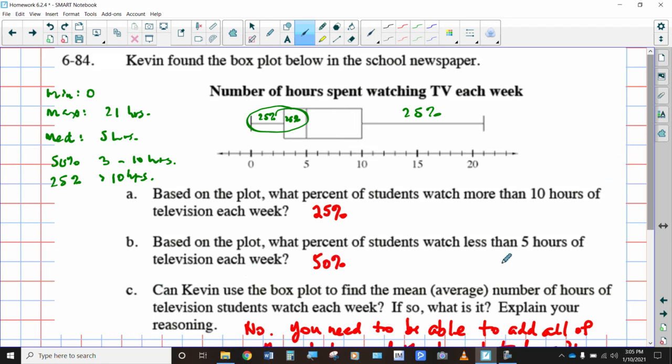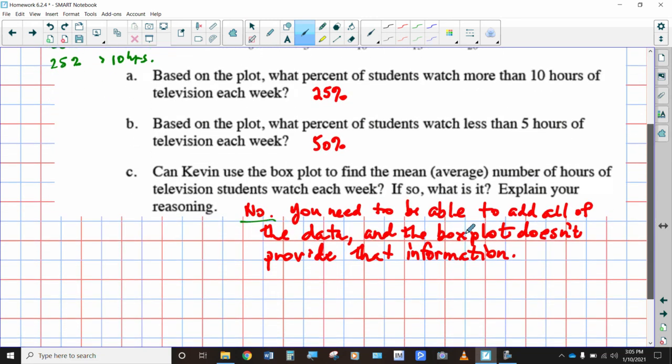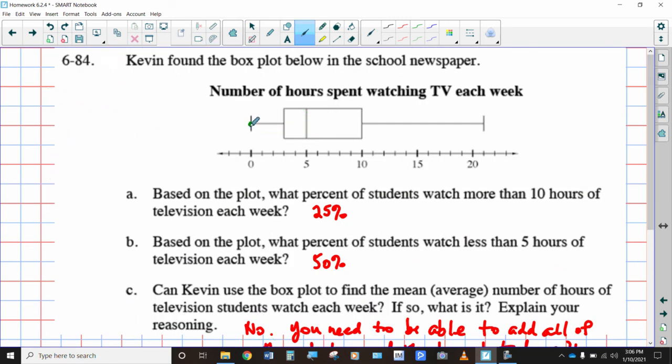And Kevin used the box plot to find the mean, or the average, of the hours of television that each student watched, and the answer is no, because once again, we don't know any of the individual data. The only individual data that we are guaranteed of knowing is the minimum. At least one person watched 0, and at least one person watched 21. But we don't know anything else, and we don't know how many people watched 0 and how many people watched 21. We just know those are the minimum and maximum.